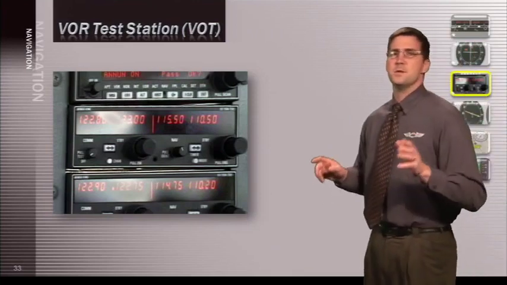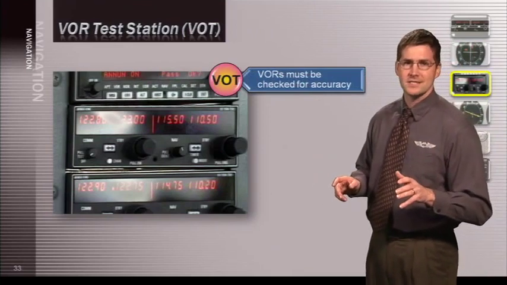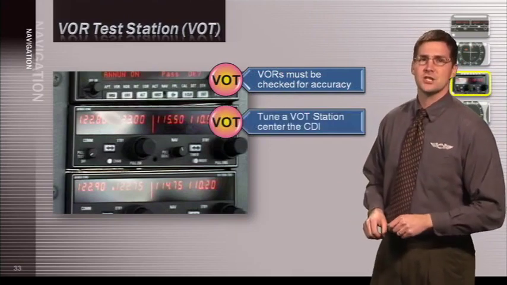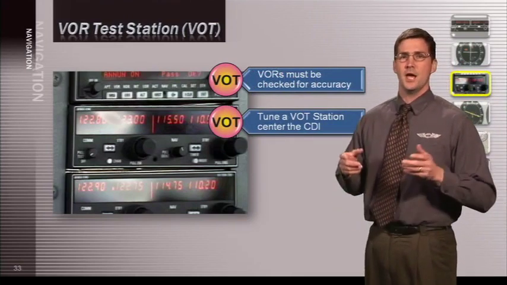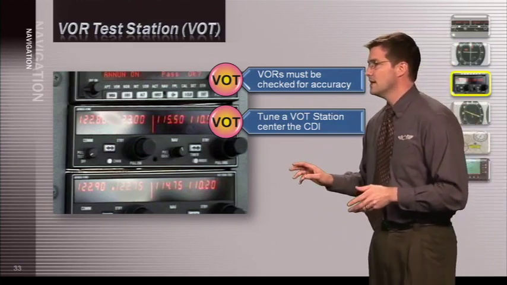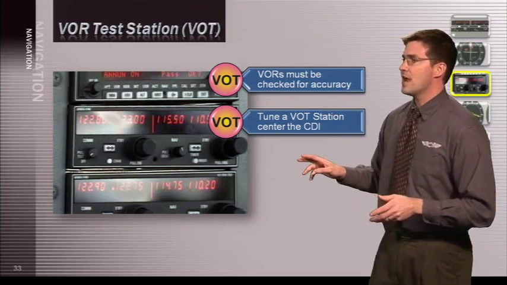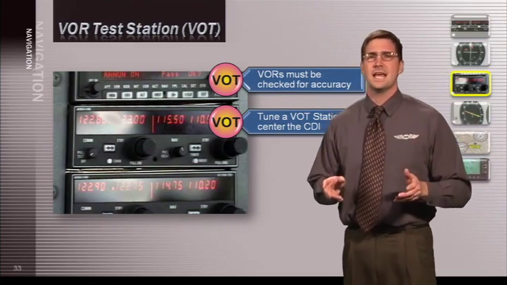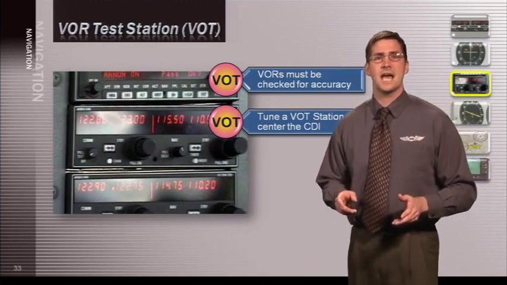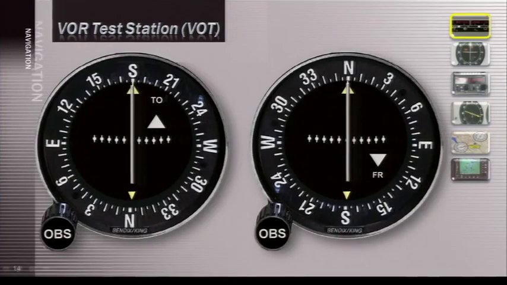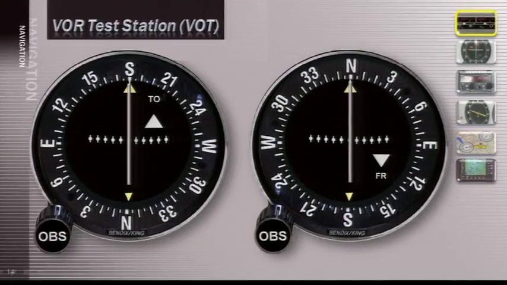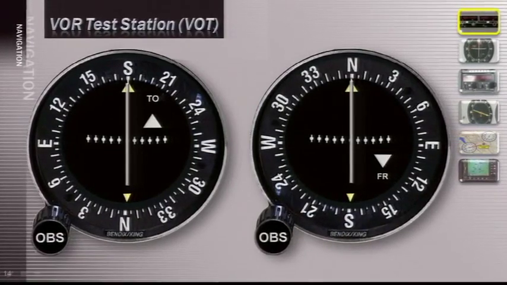VORs also have to be periodically checked for accuracy. One method to do this is to use a VOR test station called a VOT. Airports using VOTs can be found in the Airport Facilities Directory. To use this service, tune your nav radio to the frequency listed and listen to the Morse code identifier. Then center the CDI by turning the OBS. The OBS should read 360 degrees from or 180 degrees to.